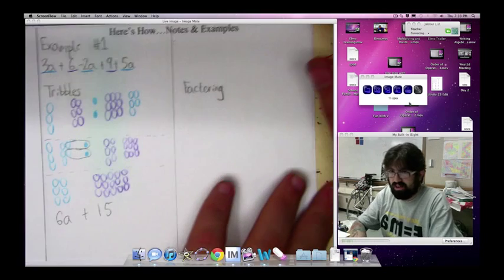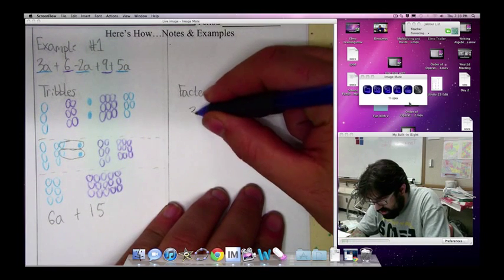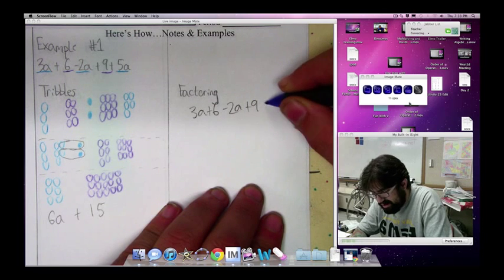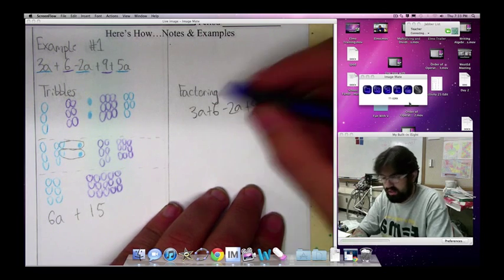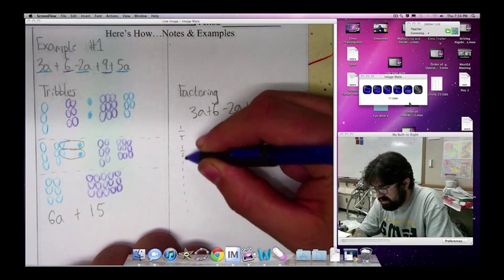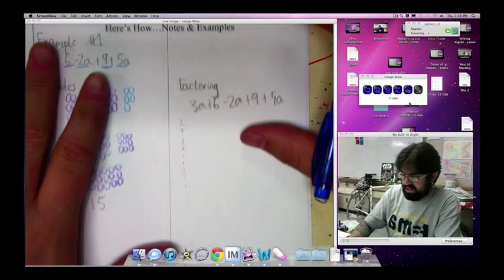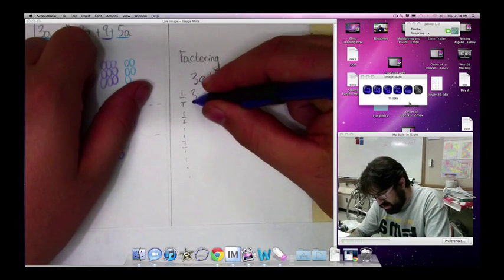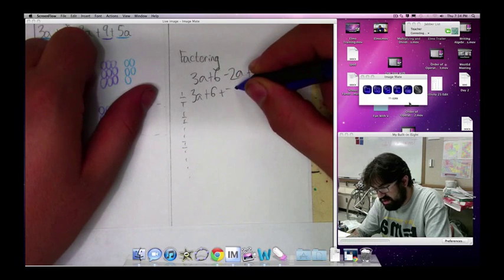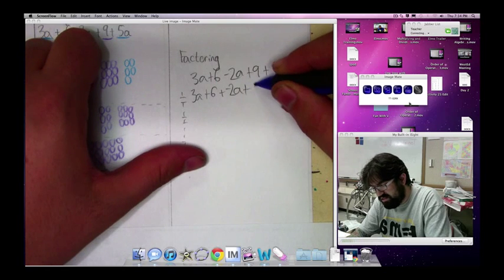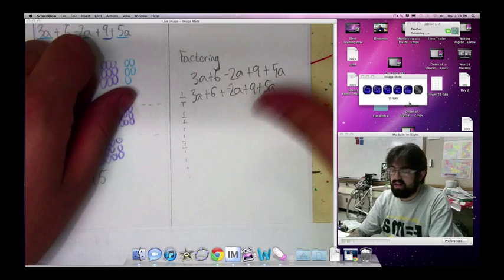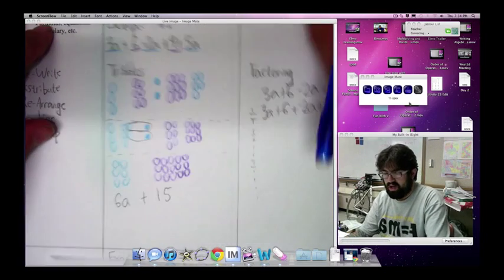I'm going to start by, first off, writing my problem. 3a plus 6 minus 2a plus 9 plus 5a equal sign. And I might as well just draw a balance line to line up my equals. We'll see how many we need. I'm going to rewrite 3a plus 6, no, I'm going to add negative 2a plus 9 plus 5a. Okay, now I'm going down my checklist. I rewrite.